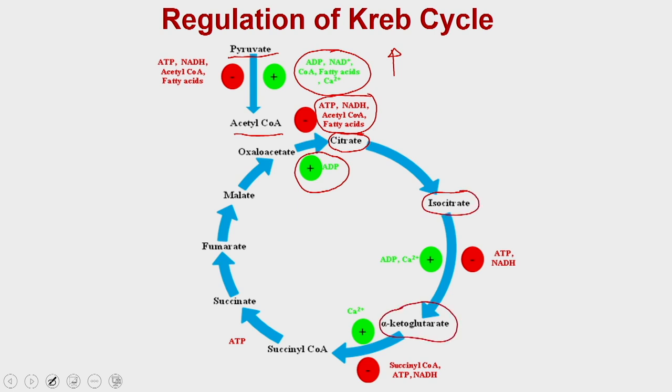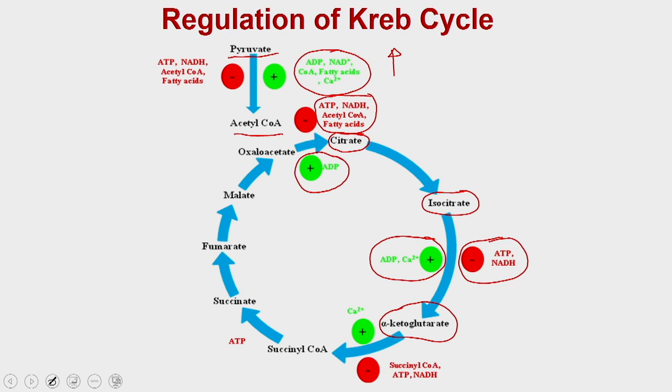At that time, ADP and calcium are going to be the positive modulators. They will enhance the activity, whereas ATP and NADH are going to inhibit these activities. The same is true for the other steps as well.